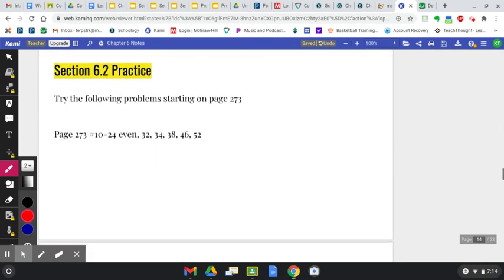All right, your practice is on page 273. You can see the numbers to work on there. Do that on a separate sheet of paper and use the answer key to solve.